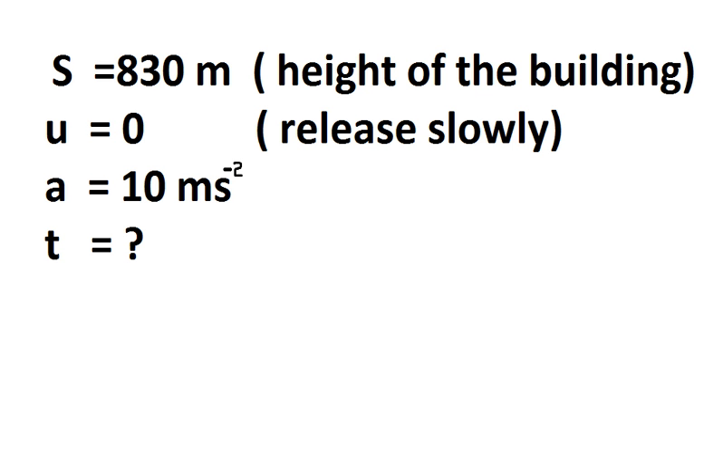Let us now look at these 4 points as a summary. S is equal to 830 meters. U is equal to 0. G is equal to 10. T is the time we need to search for. Now we can calculate the time it takes for an object to fall down using a simple equation that connects the numbers we are talking about.